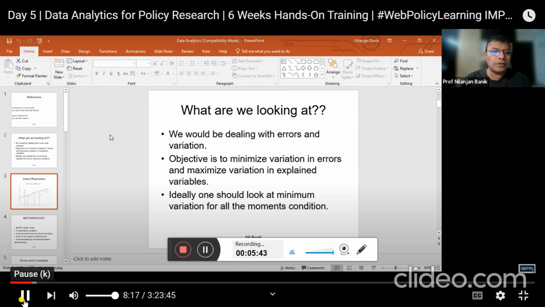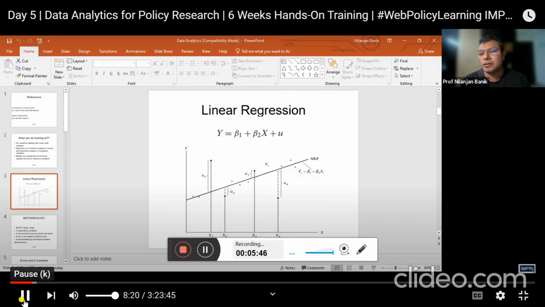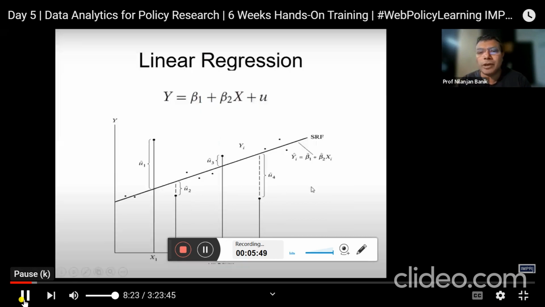Now, when I say that we are trying to minimize the sum of square of error, this is what I'm trying to get at, and these are pictures I have taken from the book by Gujarati, because that is something I'm sure most of us have access to. Here, if you see what is happening, if I'm looking at U1 vis-a-vis U4, you will find that the magnitude of the errors given by U1 and U4 is much higher in comparison to U3 and U2.